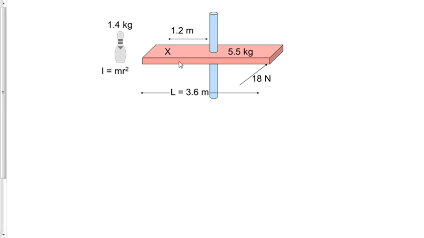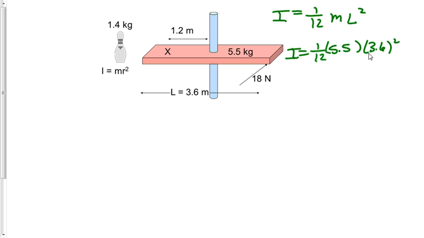Well, the moment of inertia for a plank like this, rotating about its center, has a different equation. It is 1/12 m multiplied by the length of the plank squared. So we want to start out by finding the I for this. I, or the moment of inertia, equals 1/12, the mass is 5.5, and the length is 3.6 squared. So the I value for this is 5.94 kilogram meters squared.